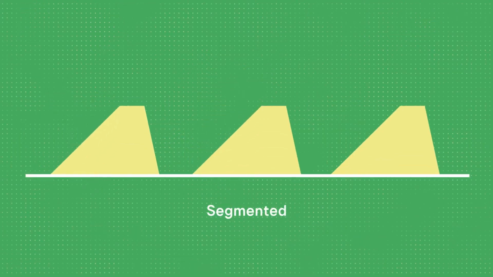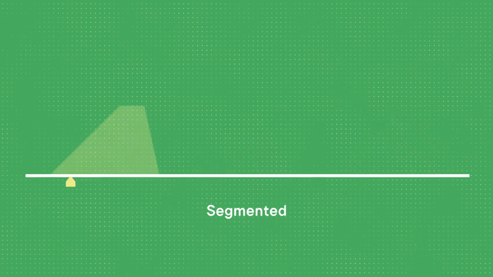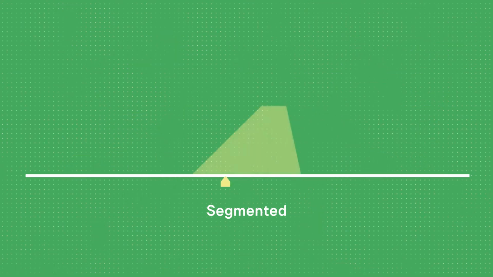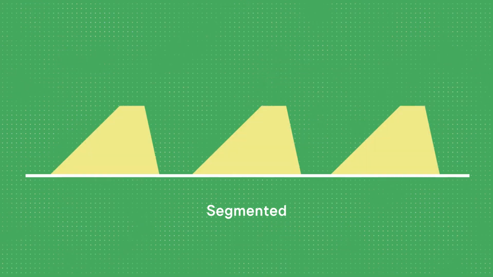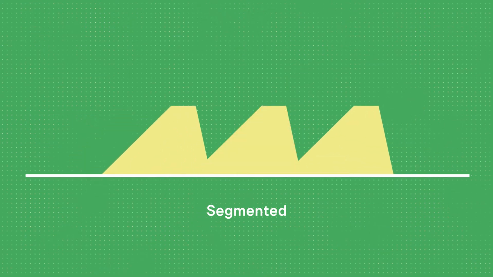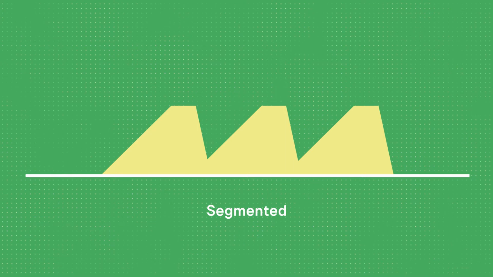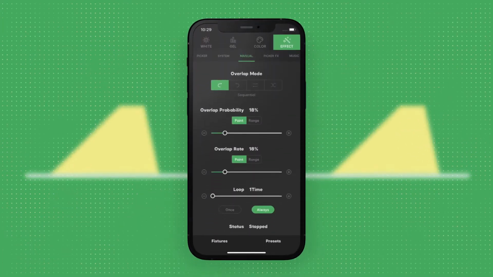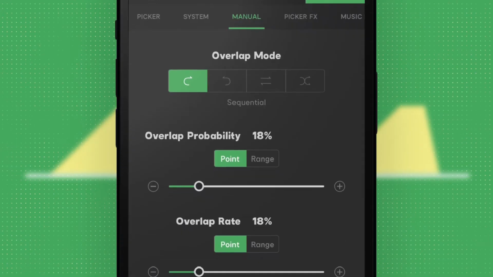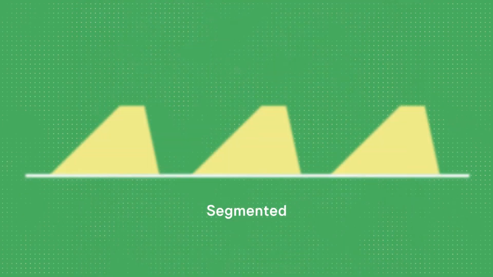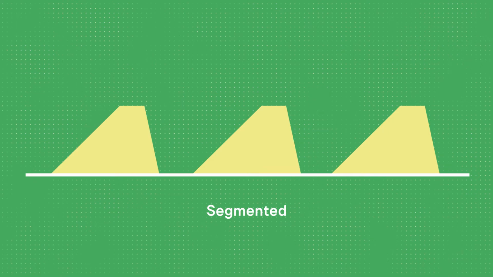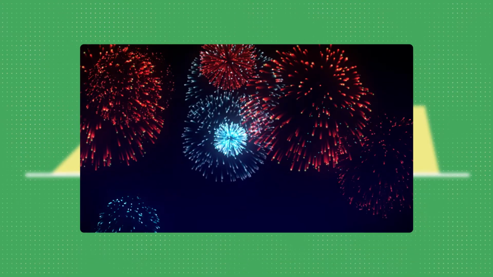Segmented mode combines both the flash and continuous modes, allowing the light to fade in and out and stay on continuously, while mixing in active and inactive periods that can overlap with each other. The overlapping of cycles in segmented mode is determined by the overlap mode, overlap probability, and overlap ratio. This mode is great for creating complex, layered effects like fireworks.